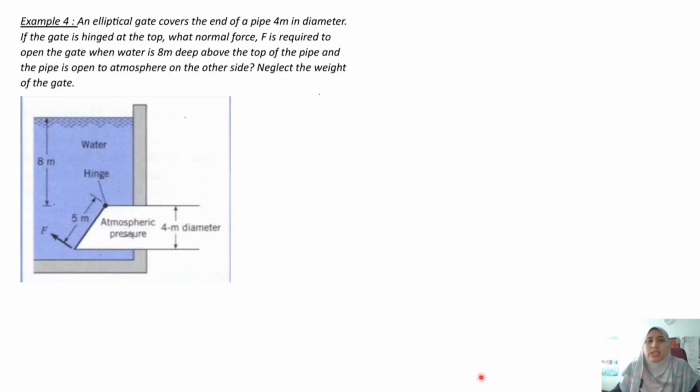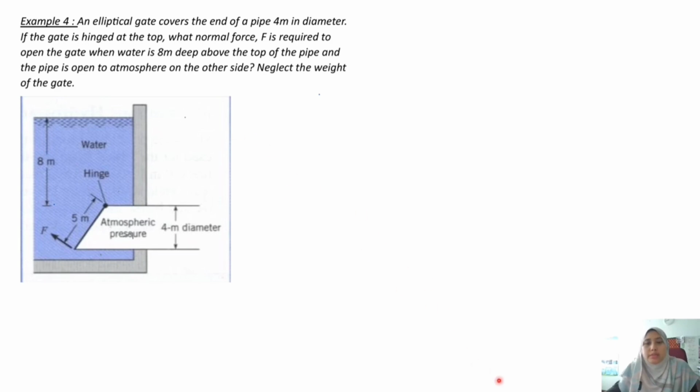Hi everyone. In today's lecture, we did two examples, however in one of the examples we haven't finished writing the solution. So I'm going to redo the solution for this example.